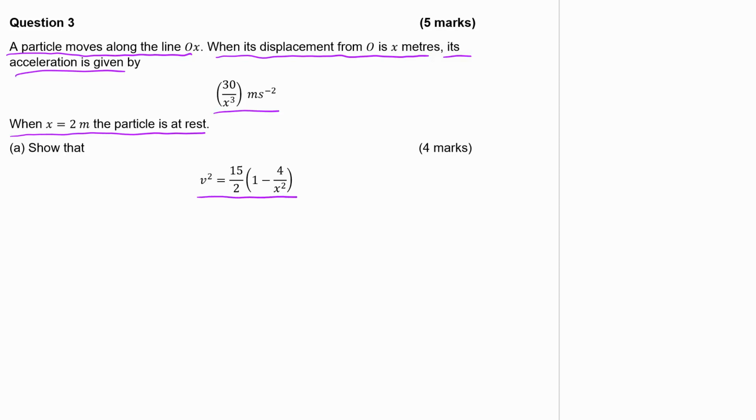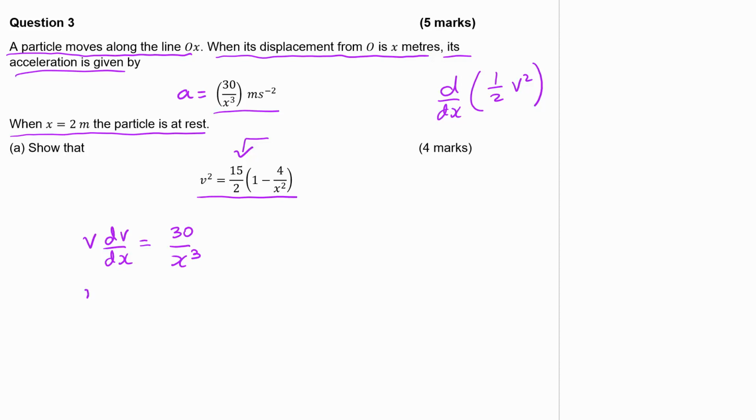Note that this is velocity in terms of displacement. So we know that acceleration is equal to this. Since we're doing velocity in terms of displacement, it makes sense to use a as v dv/dx. And so that is going to be, of course, you could use the d/dx of a half v squared because we're going to get there anyway. And so that is equal to 30 over x cubed.